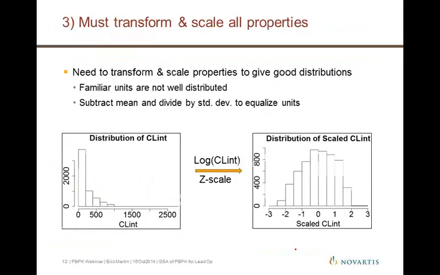A third problem is that the units that are typically used for these properties are not always well distributed, and the values themselves are arbitrary in how they're represented. And so that would bias the relative importance of the coefficients. And so for each of the properties, we had to look at the distributions. For example, here's the distribution of intrinsic clearance. And in order to get a fair distribution, we had to take the log of that value, transform it, and then for all of the values, we z-scaled them. That is, we subtracted the mean and divided by the standard deviation so that they would all be on the same units and could be fairly compared to each other.